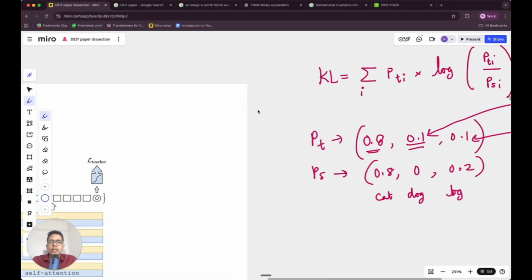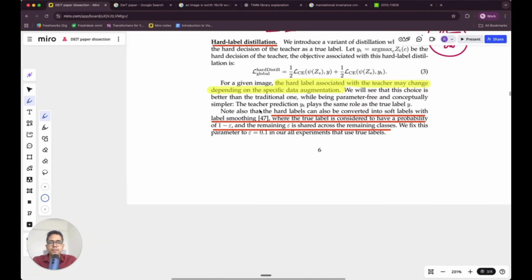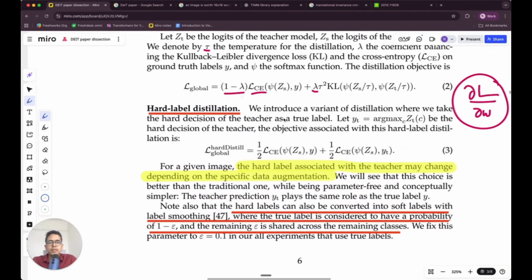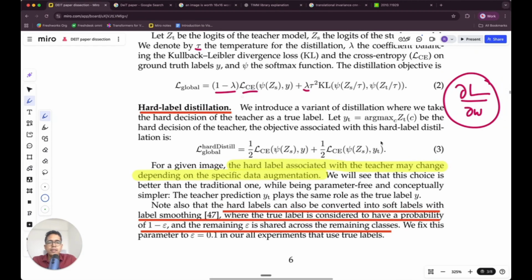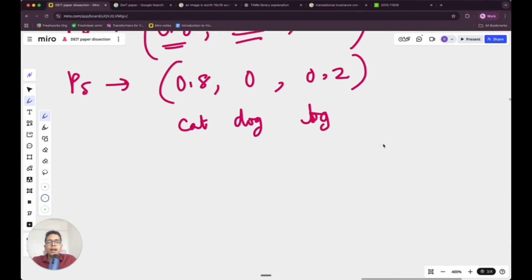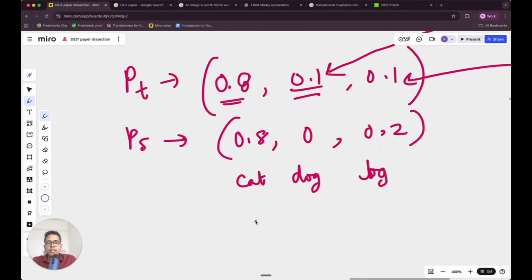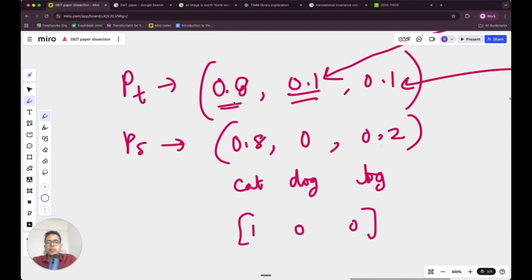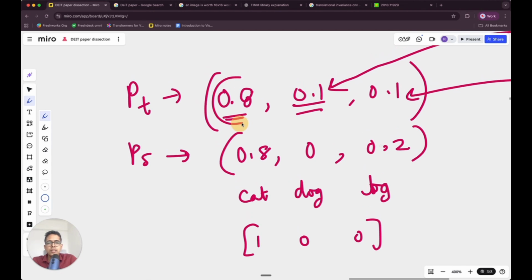Okay, now let's come to hard distillation. So hard label distillation is a variant of distillation where we take the hard decision of the teacher as the true label. So hard decision meaning whatever is the prediction. So here, what is the hard label? The hard label corresponding to the teacher will look like something like 1, 0, 0, or the fact that the label corresponds to that of a cat, simply because this is the item with the highest value. So that will be like a hard label.